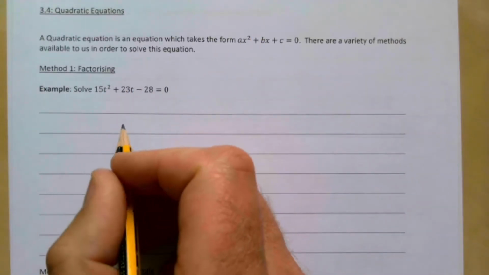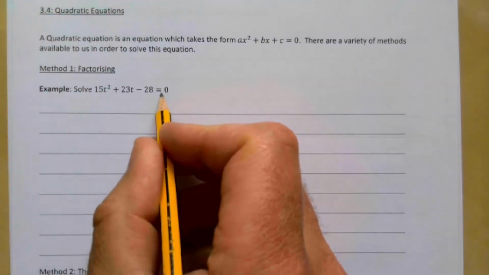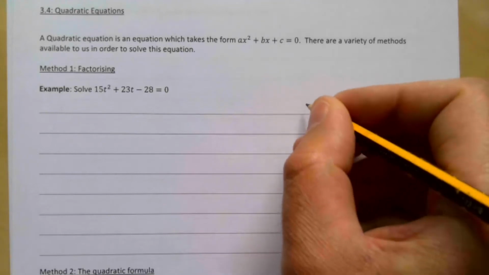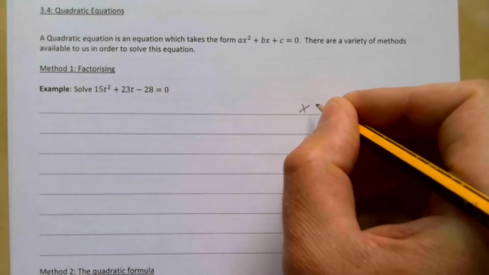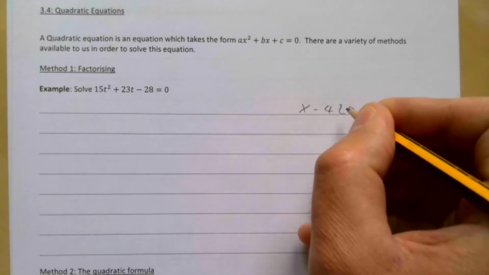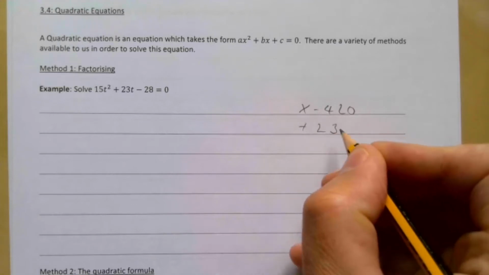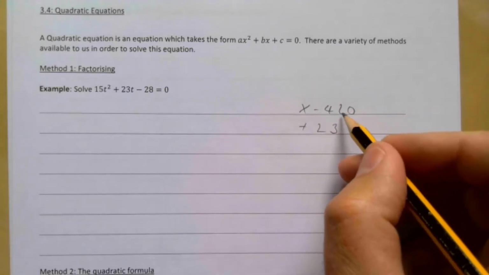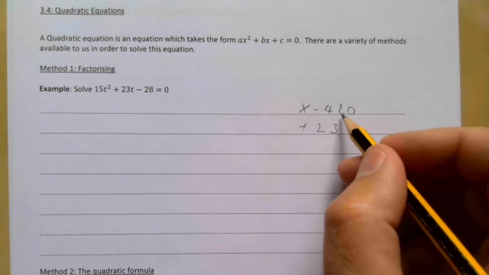This one's quite an awkward one, actually. 15t squared plus 23t minus 28 equals 0. Our general method here is I do 15 times minus 28. So the two numbers in the middle, we're going to split our middle term, and they need to multiply to give us minus 420, and the same two numbers add to give us 23. You can play around with that for a while. You could write out your factors of 420 and see what works out, but minus 12 and 35 are the way to go.